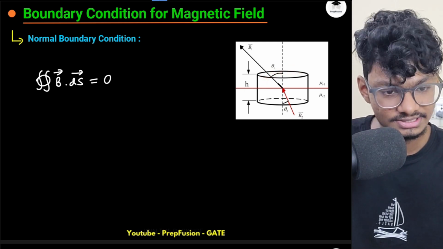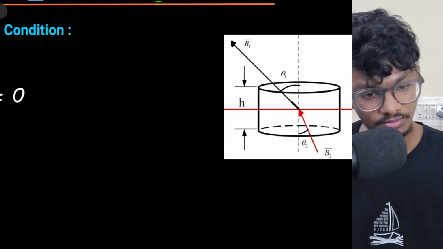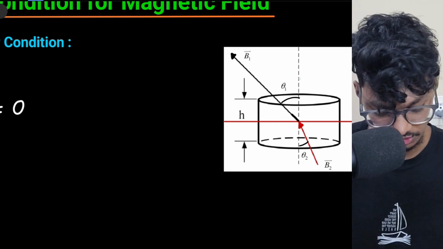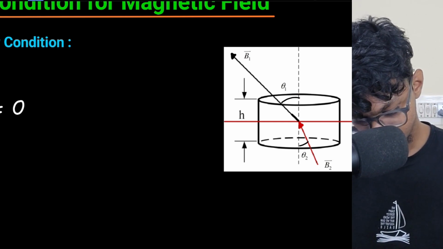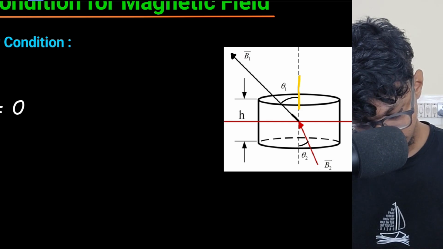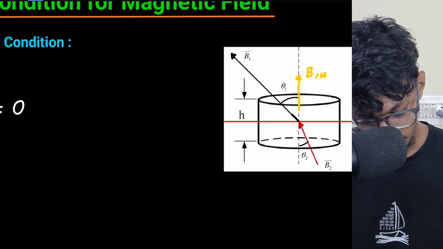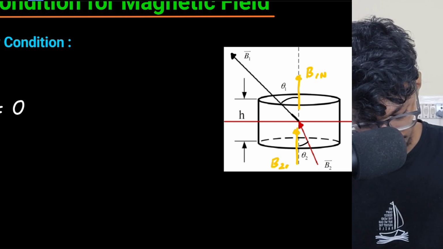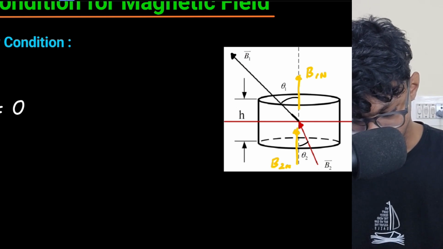So from here what I can say is B2 and B1 will have two components, right? One will be tangential, another one will be normal. For now I will focus on the normal component. The normal component for the top one will be here, this is my B1n. The normal component for the bottom one, that is B2n, will be here. Sorry, the eraser is too big. It is B2n.